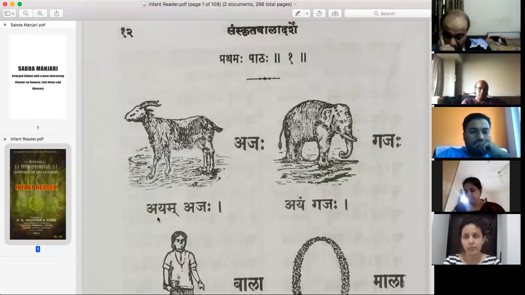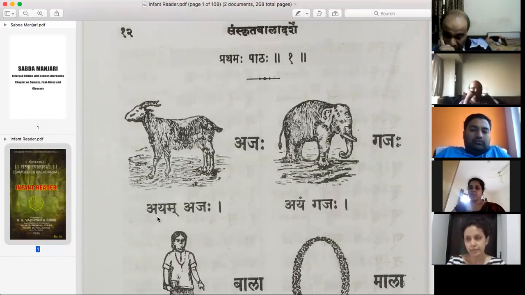So where is the verb? We are trying to recognize the verb. So without a verb, you cannot have a sentence. A sentence is not possible without a verb. In any language, for that matter. Try to form a sentence without a verb, you cannot form a sentence. It will be incomplete.